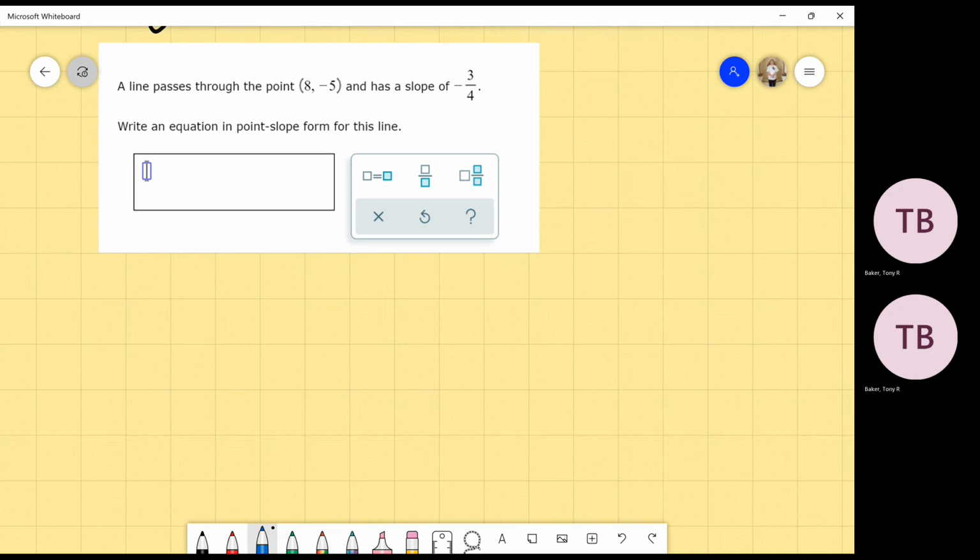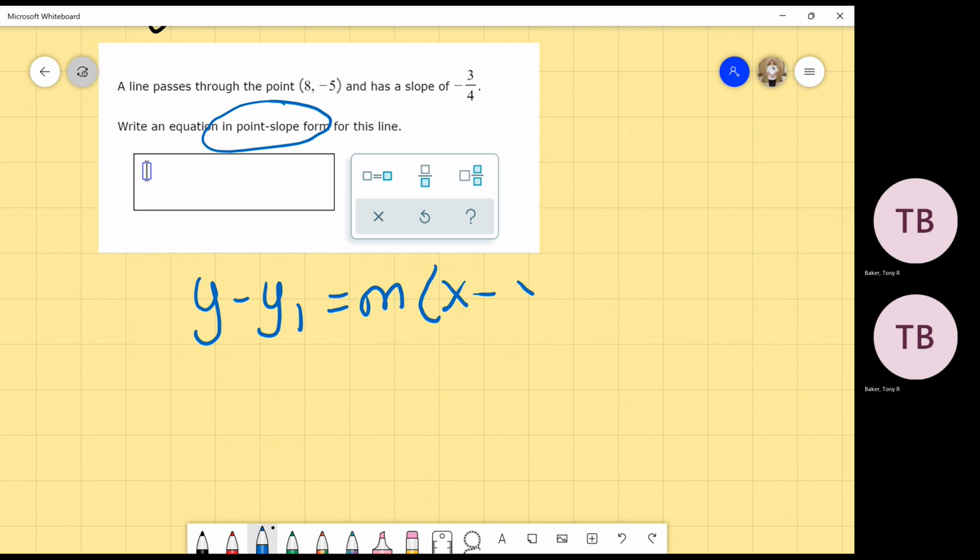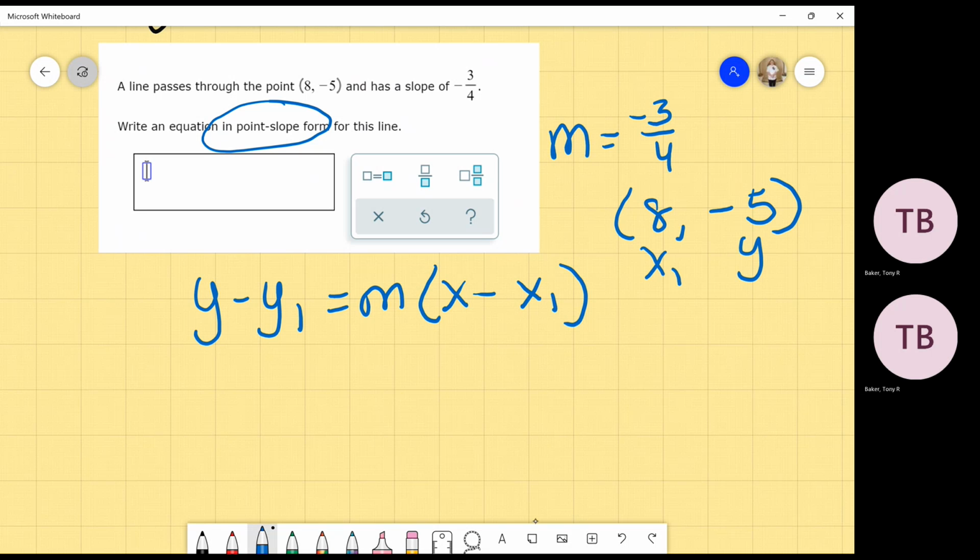All right, so now this one, another reason why I wanted to show you the point slope form. This wants it in point slope form. So remember, point slope form is y minus y1 equals m times x minus x1. So in this problem, they gave me all the information I need. My m is -3/4, and my point is 8, -5. So that's x1, and that's y1.